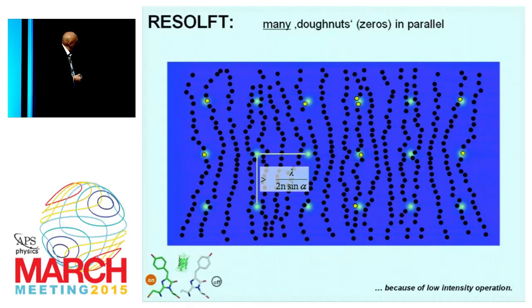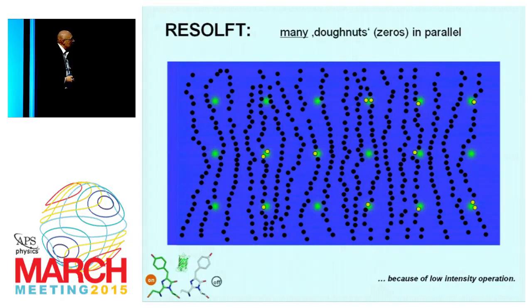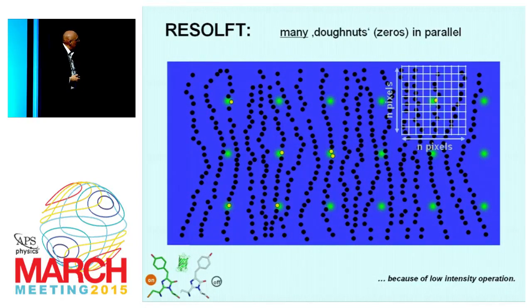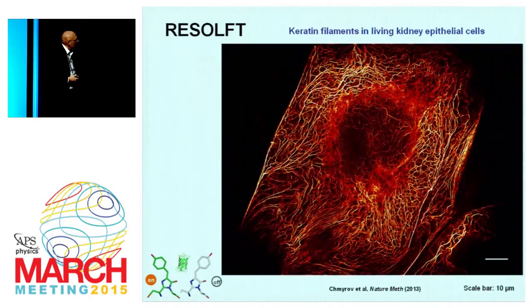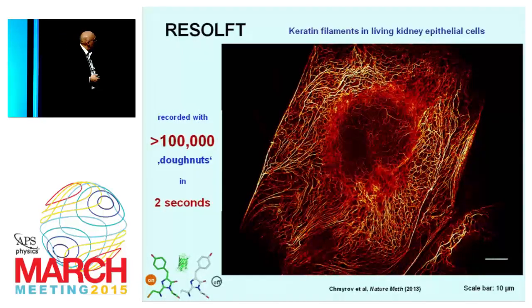As long as they're further apart than the diffraction barrier, no problem. You can image them on a CCD camera, and then just scan the whole thing like this with a few steps. You've taken the image. Here it was taken with more than 100,000 donuts in 2 seconds with low light levels in living cells. So it shows that you can parallelize the whole thing.